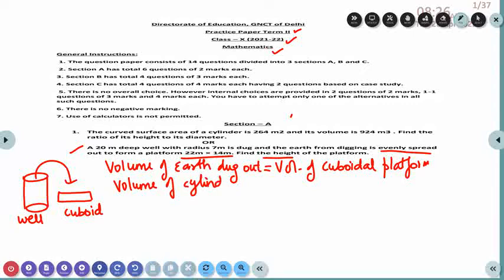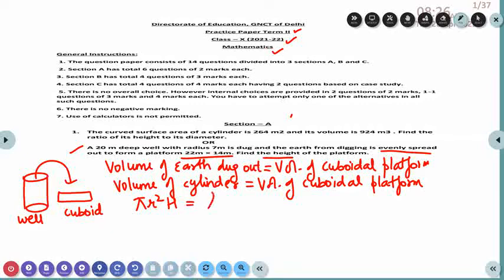Now volume of cylinder is pi r square h. We can use capital H for the height of cylinder, because here we have to calculate height of platform also. So for cylinder we can use capital H and for platform we can use small h. So pi r square H will be equal to cuboidal platform's volume, which will be L into B into h. Now substitute the values. 22 by 7 into r is 7, so into 7 into H is 20. This will be equal to 22 into 14 into h.